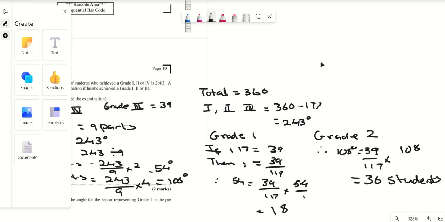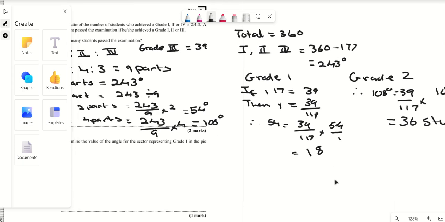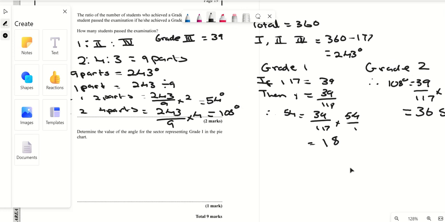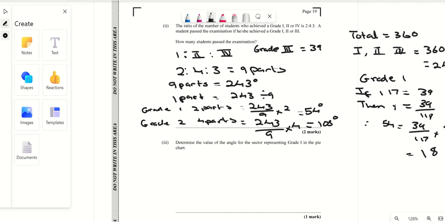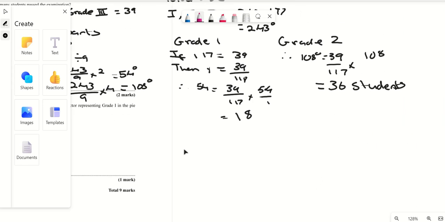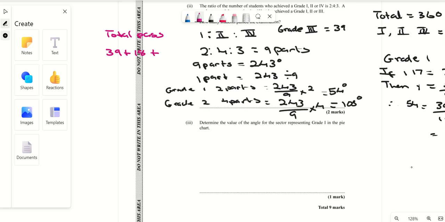So the total number of students that pass with a grade 1, 2, or 3 would be 18 plus 36 plus 39, right? So your total pass is 39 plus 18 plus 36, which is equal to 93. So the total pass is 93 students, and that is how you do this question.